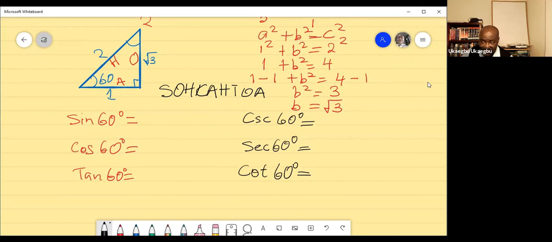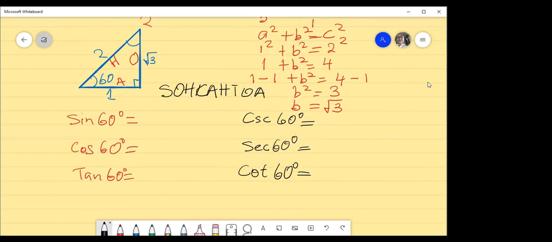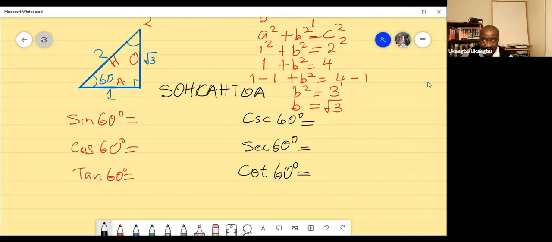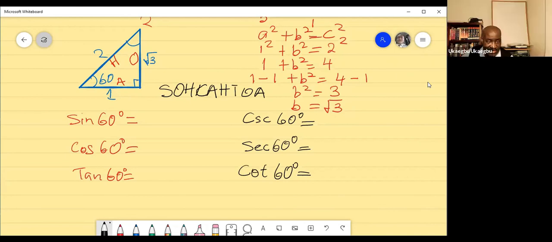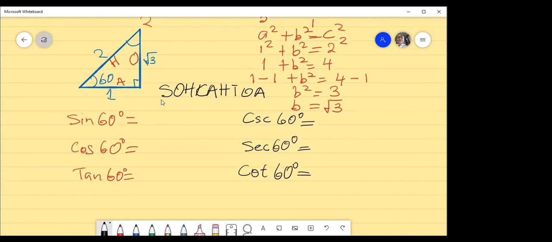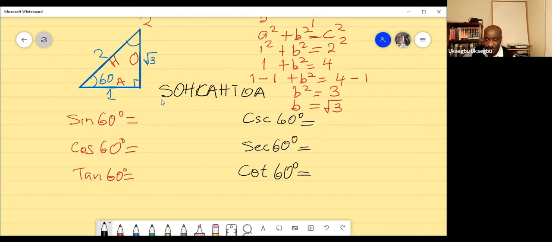Next, Sarah, what is cosecant 60 degrees? 2 over the square root of 3. Cosecant is always hypotenuse over opposite, 2 over square root of 3. Okay, that's correct. Thank you. Next, Tyler, go. How about secant? Secant of 60 degrees. 2 over 1. Okay, that's correct.